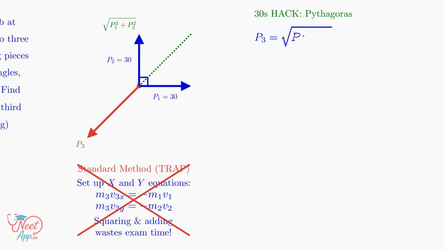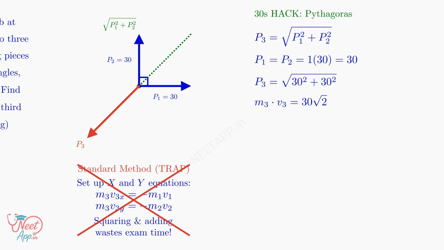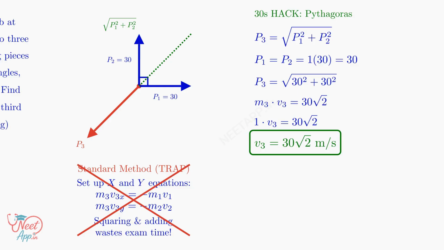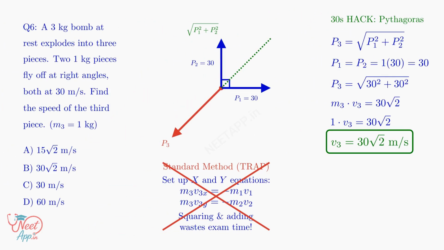The momentum of the third piece perfectly equals the vector hypotenuse of the first two pieces. Momentum 1 and 2 are both 1 times 30, which is 30. The hypotenuse is the square root of 30 squared plus 30 squared, giving 30 root 2. Since the third piece is exactly 1 kilogram, its velocity is simply 30 root 2. Option B is correct. Skip the coordinate axis, use Pythagoras for right-angled explosions and save your time.